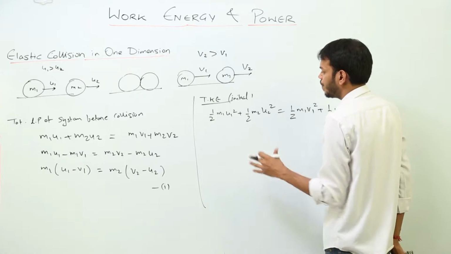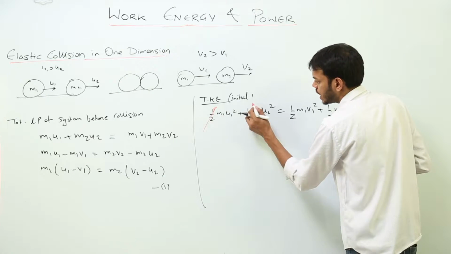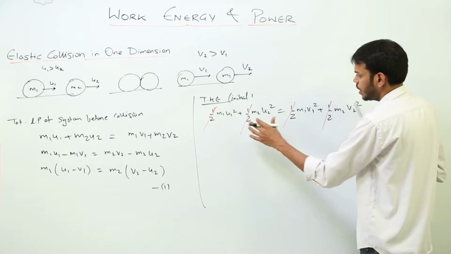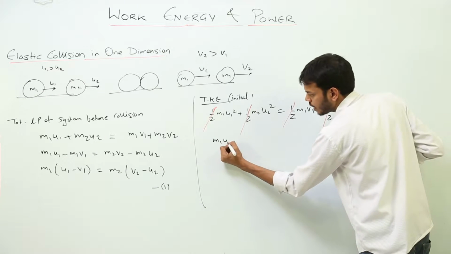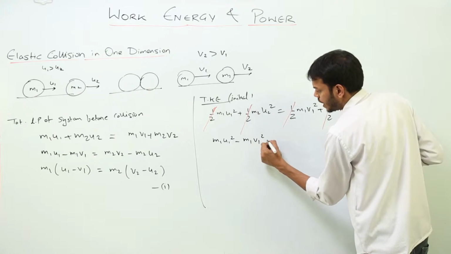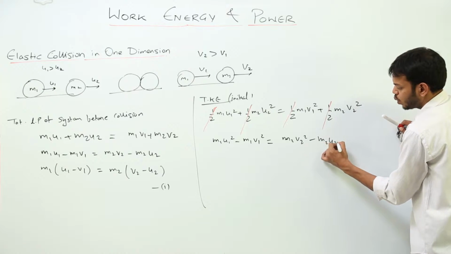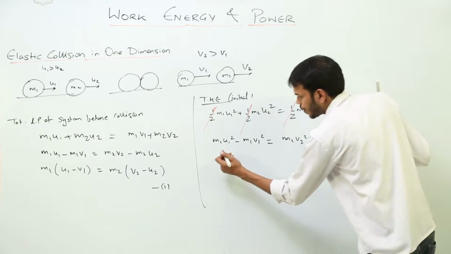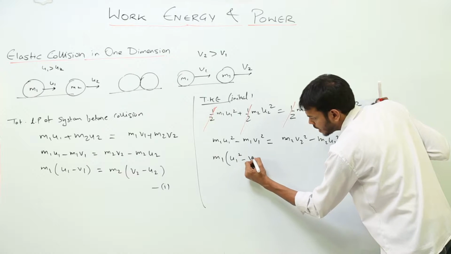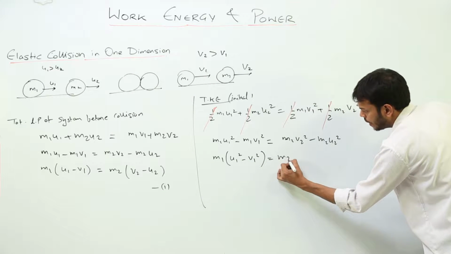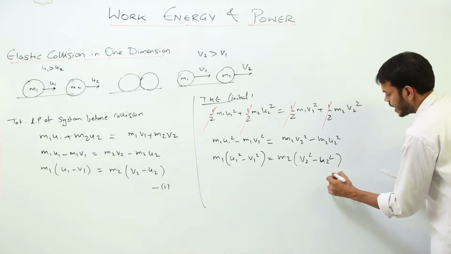Again, I want to take m1 common from two terms. Also, half is common throughout this equation, so just cancel out half from each term. Now, m1 u1 square minus m1 v1 square, this gives you m2 v2 square minus m2 u2 square. Okay, so from here if I am taking m1 common, I am getting m1 times (u1 square minus v1 square). This is equal to m2 times (v2 square minus u2 square), right? This is the second important equation.